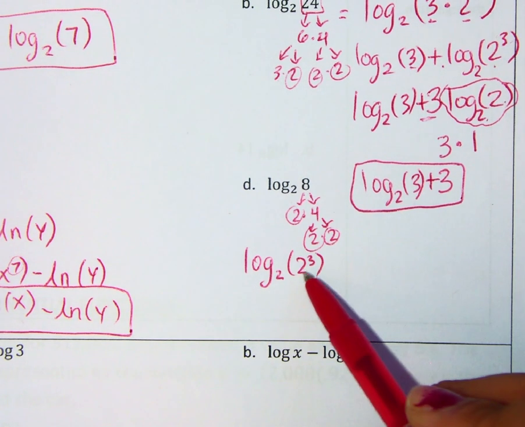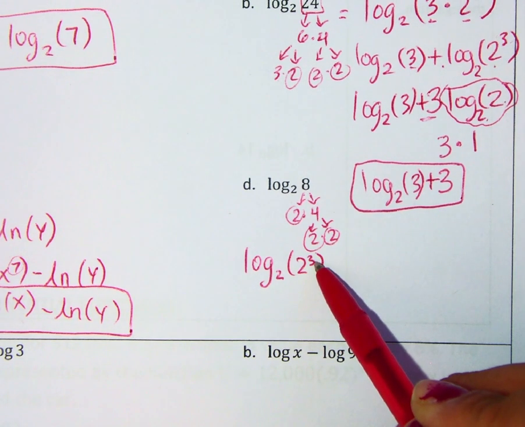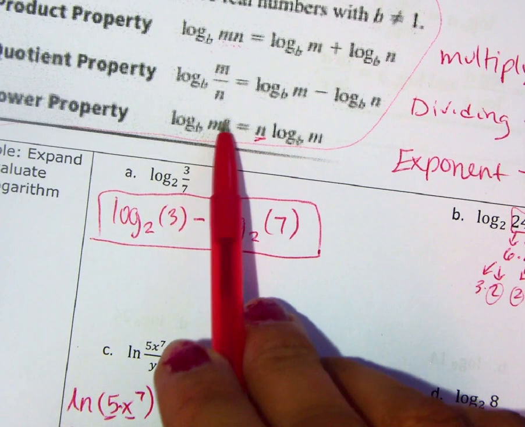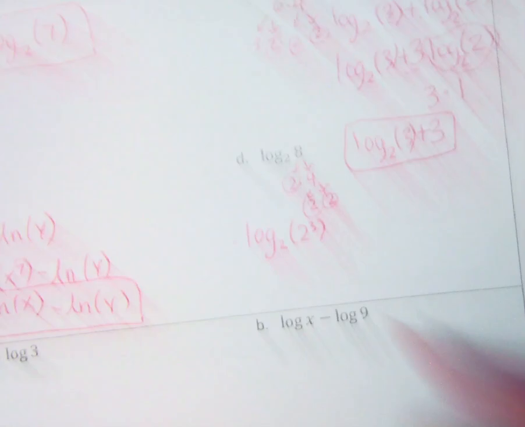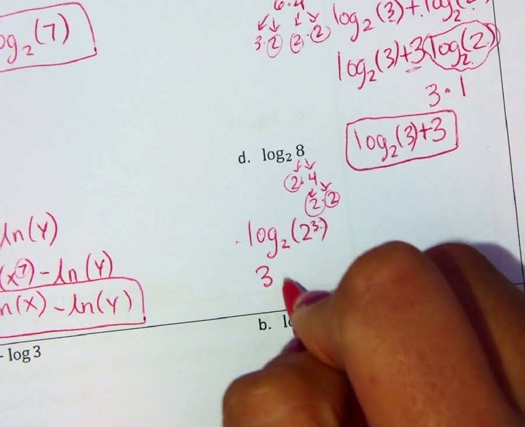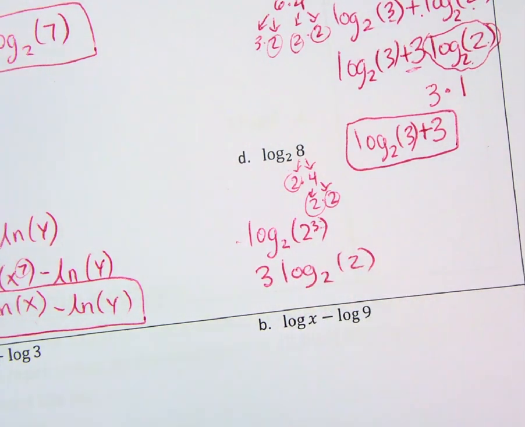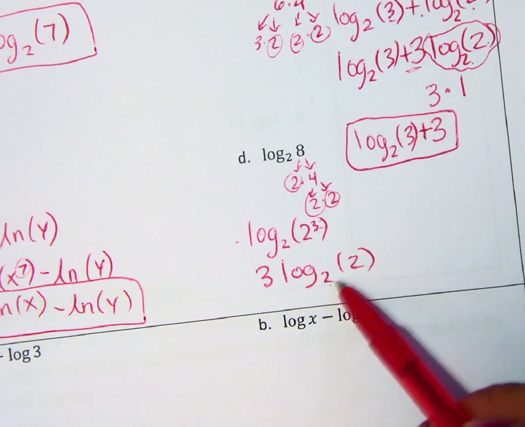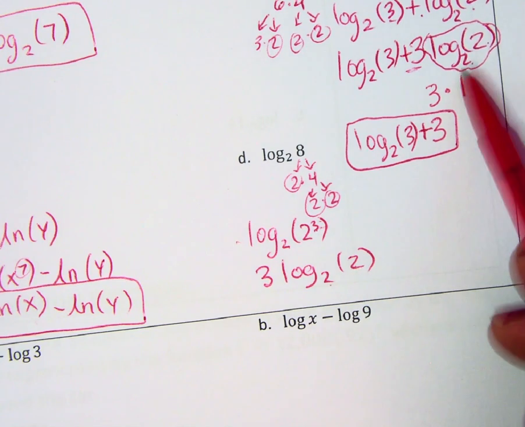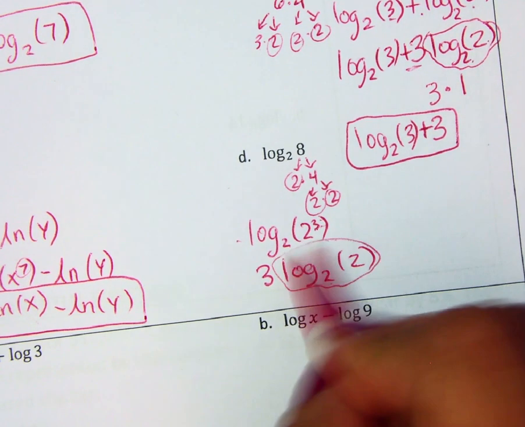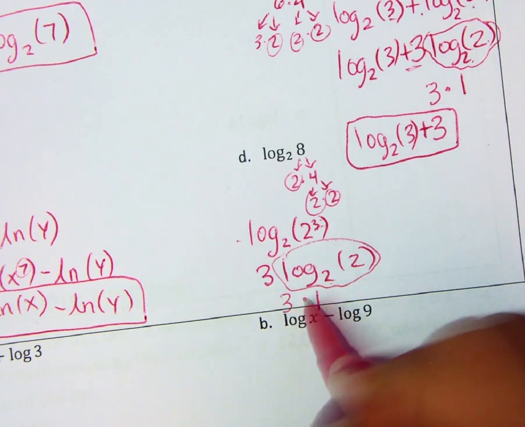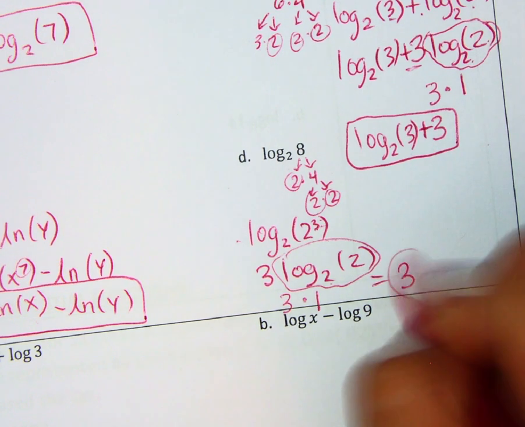We recognize that 2 to the 3rd power is an exponent, so we put it as a coefficient based on this rule. The exponent goes to become a coefficient in the front. So with the exponent of 3, now it's going to look like this. And then this base and this argument are the same, similar to the top, which means we can rewrite this as a 1. So 3 times 1 is 3.